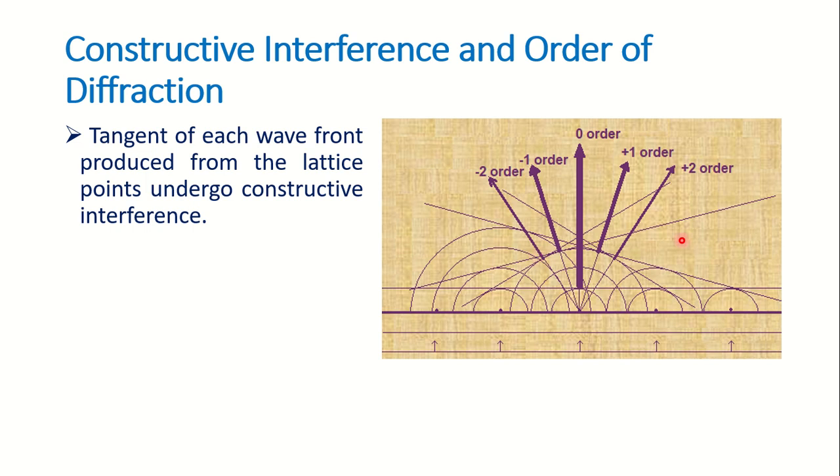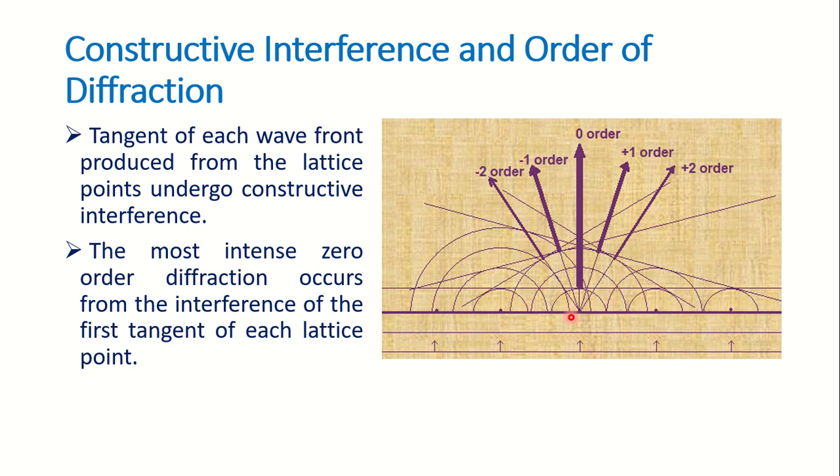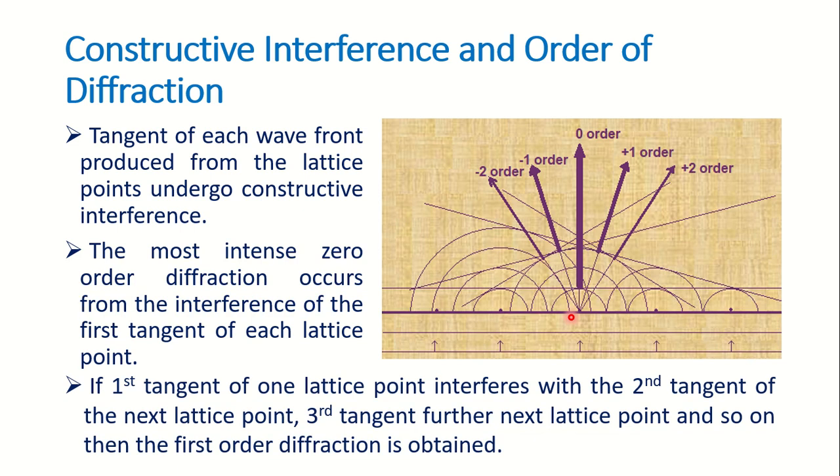This way these angles will be determined depending upon the value of lambda, that is the X-ray, and also depending upon the distance between these two points, that is the lattice arrangement, one-dimensional arrangement. So the most intense zero order diffraction occurs from the interference of the first tangent of each lattice point. If the first tangent of one lattice point interferes with the second tangent of the next lattice point, the third tangent of the next lattice point, and so on, then the first order diffraction is obtained. That is, this is the first order diffraction, look, from which it is arranging out.